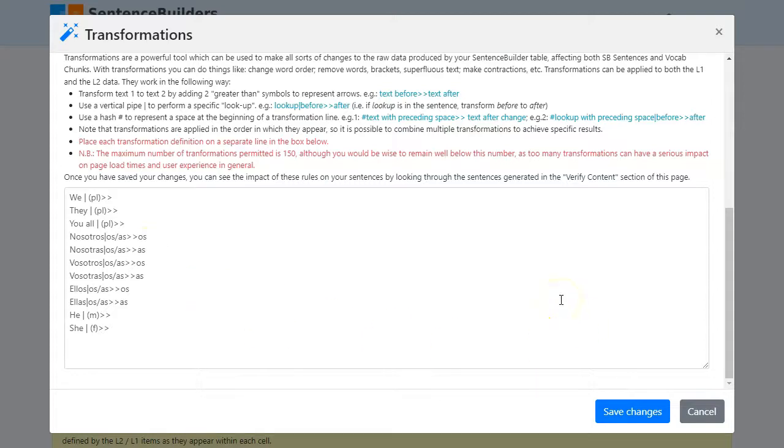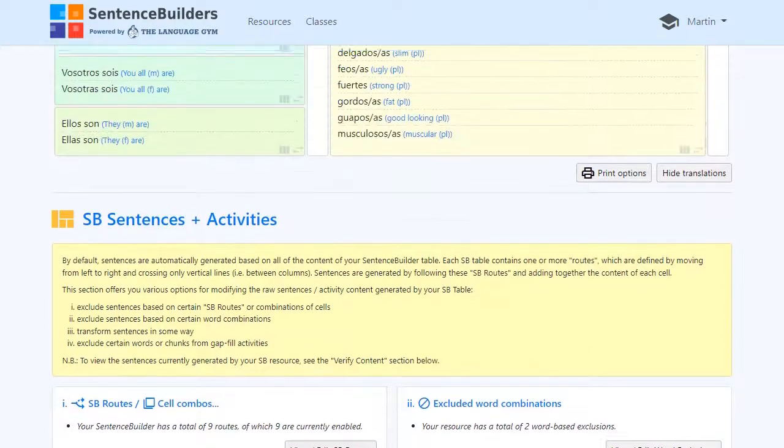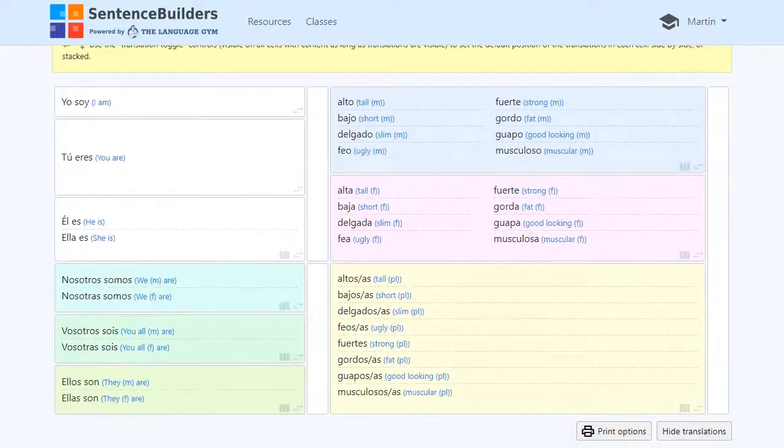Another reason for using lookups in this way is so that you can do things differently for your vocab chunks and for your sentences. So for example, with this resource, what I'd like to do is not define any custom vocab chunks, so that we're going to have the parts of to be as chunks, so yo soy, tú eres, él es, ella es, and so on, as our vocab chunks. But I want the adjectives themselves to be used for the vocab chunk activities too, but exactly as they are within the sentence builder table. So when I see alto, I want the translation to be tall, masculine. And when I see delgada, I want the translation to be slim, feminine.